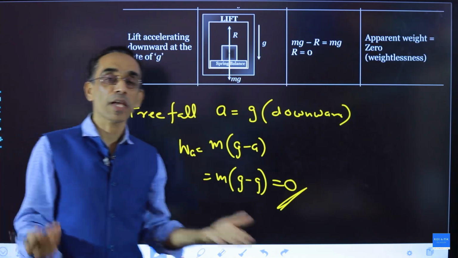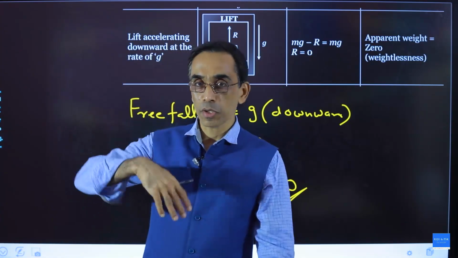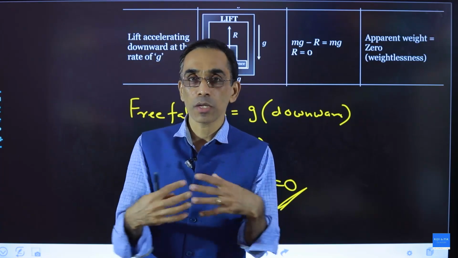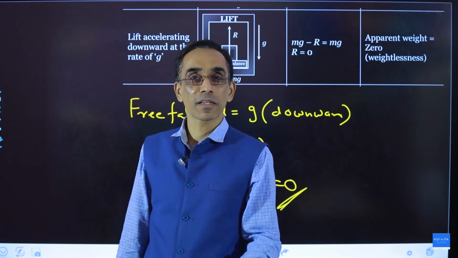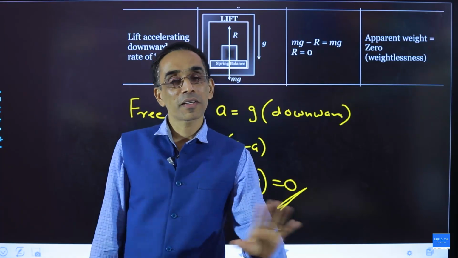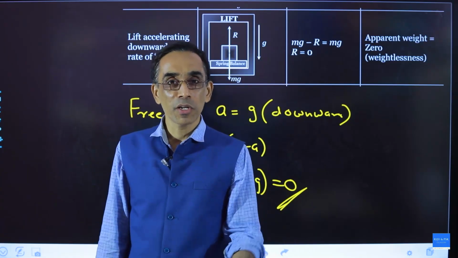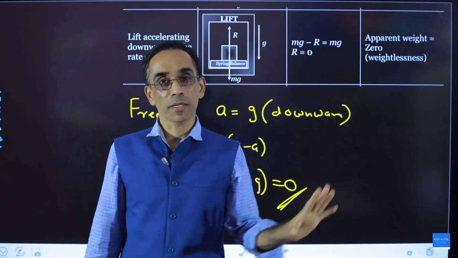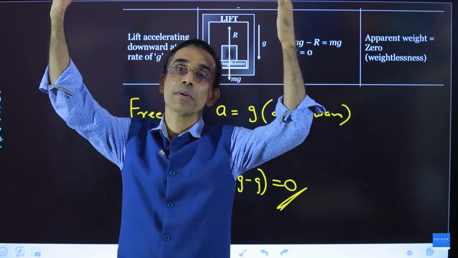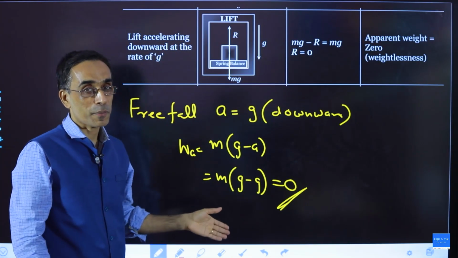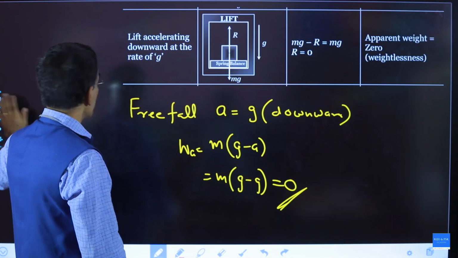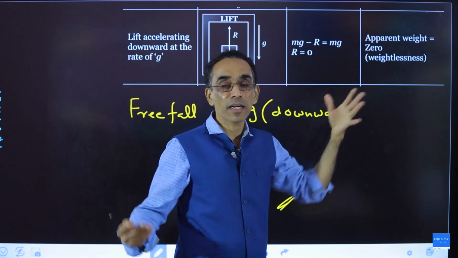See, if you want to reduce weight, if you are worried about your body weight, if you think that you are overweight, the best way of reducing it, no keto dieting, no K2 dieting, nothing. Just jump down from a tall building. Your weight will decrease to 0 immediately. Okay. That is called weightlessness. It is a condition of weightlessness.